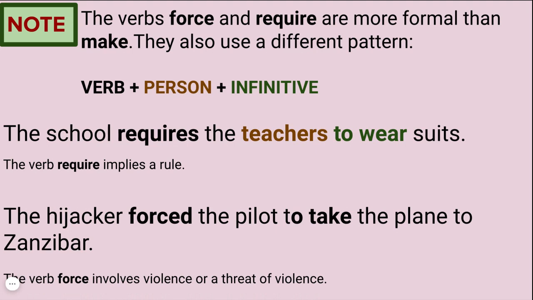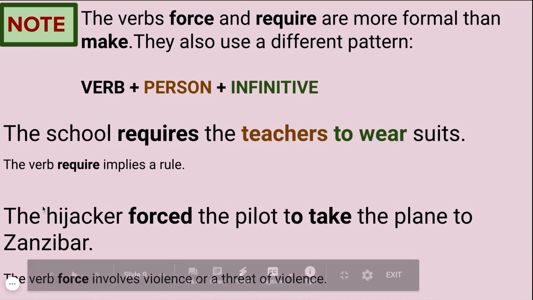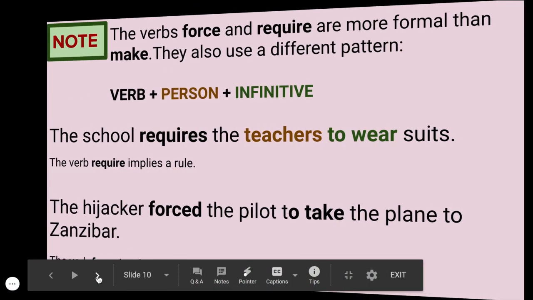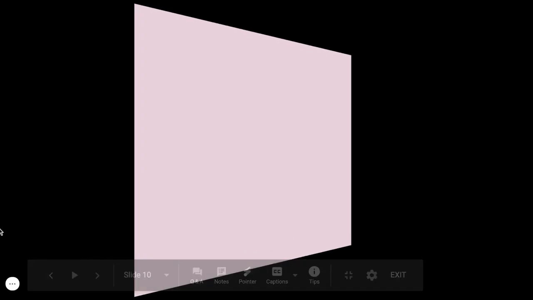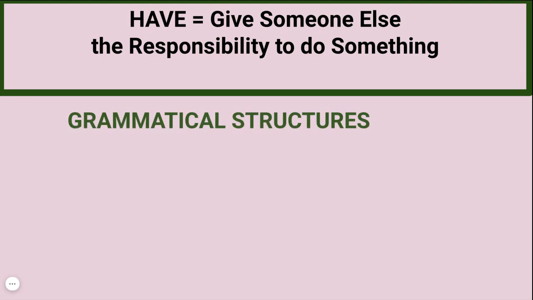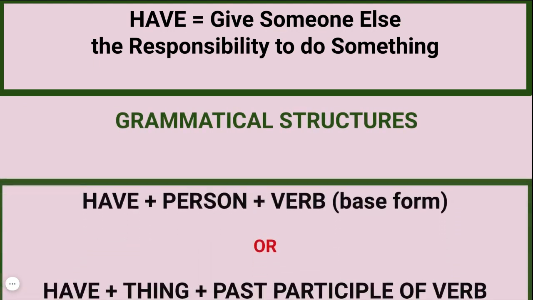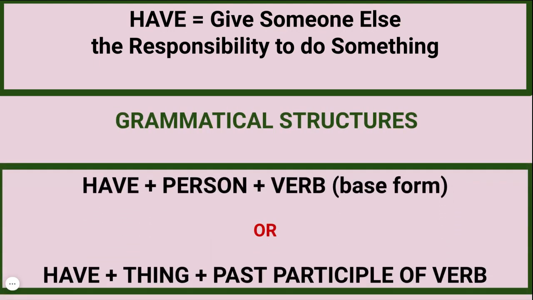And so after forced, the person is the pilot, and we use the infinitive form. Okay, let's move on to the next verb, which is going to be, surprise me, have. So have we use in a lot of different situations, but when it's a causative verb, it means you give someone else the responsibility to do something that you want to be done, but you don't want to do it yourself.